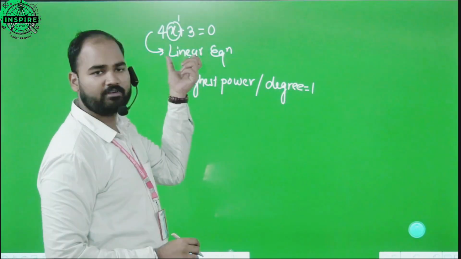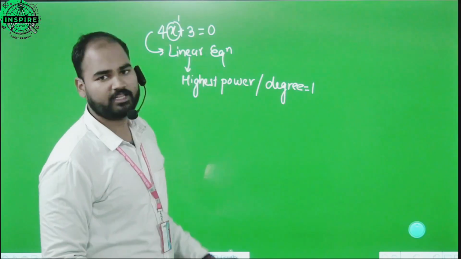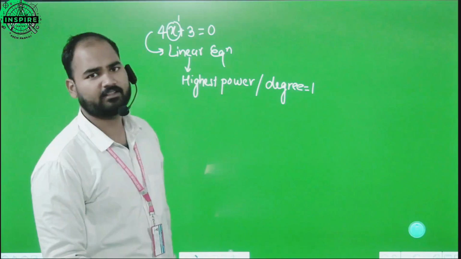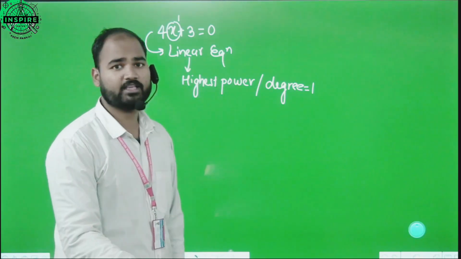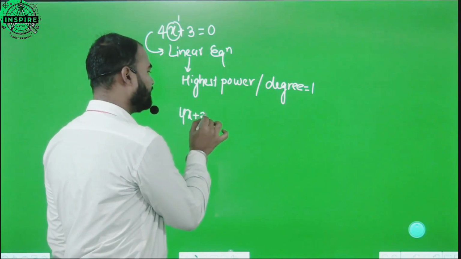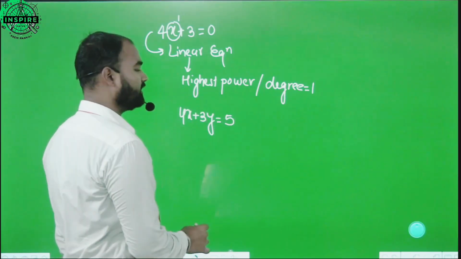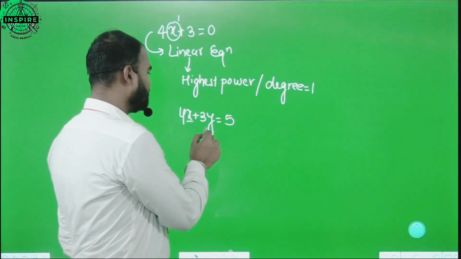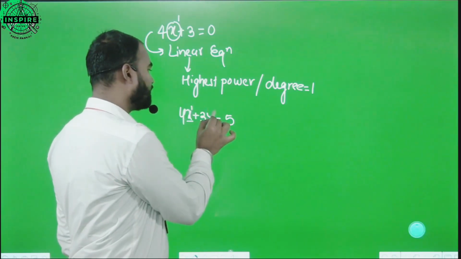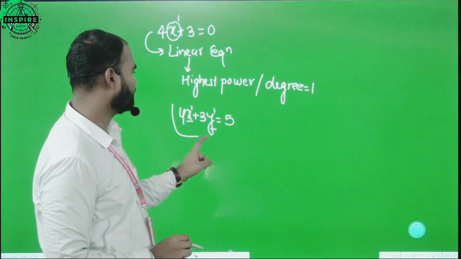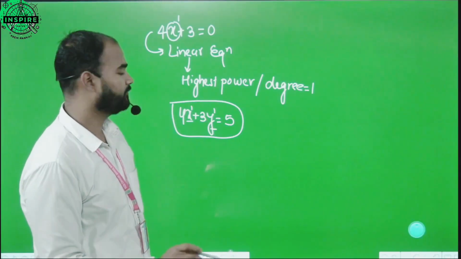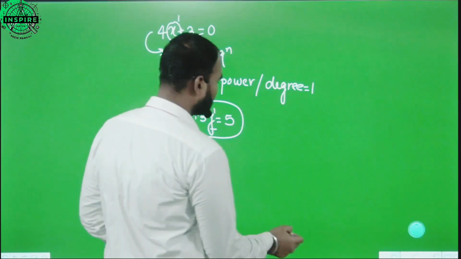This equation is a linear equation in only one variable, which we have studied in the previous classes of class 9th, 8th and 7th. Here we have to discuss linear equations in two variables, for example 4x plus 3y equals 5. Here the variables are x and y, but the highest degree or highest power of these variables is only 1. Hence this equation is a linear equation but having two variables. Okay, so let's begin our topic.